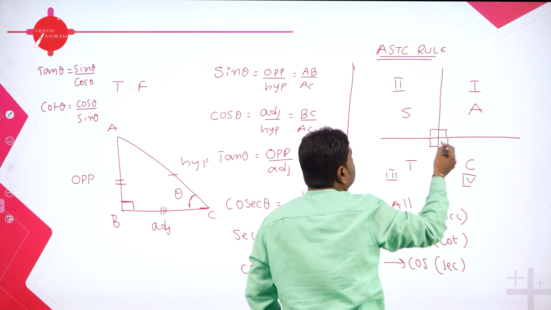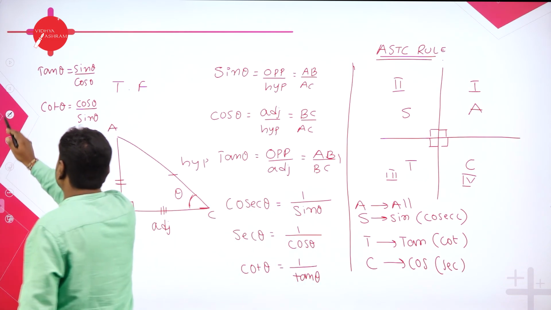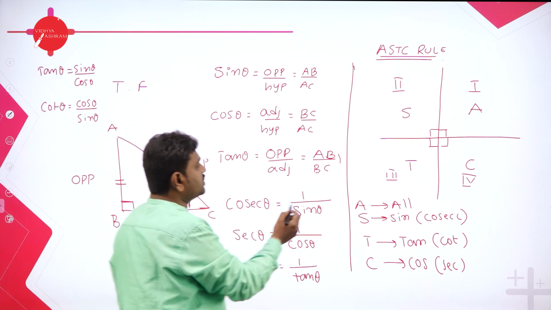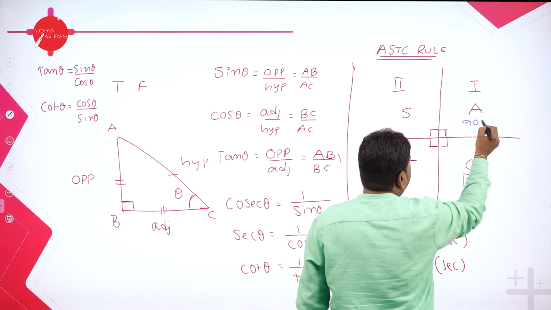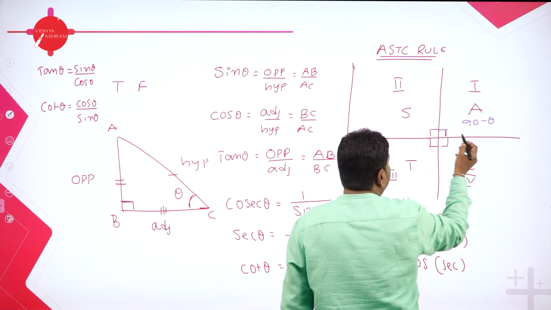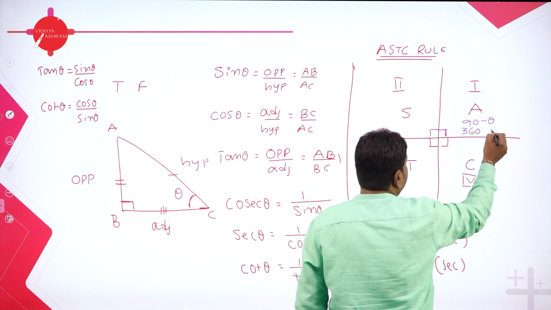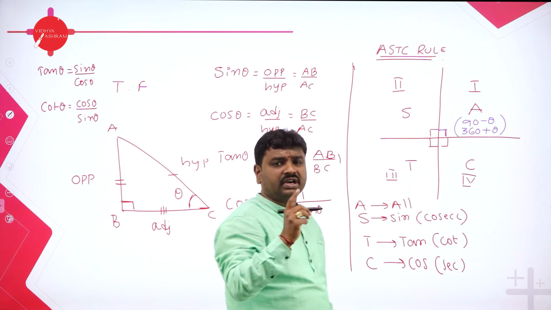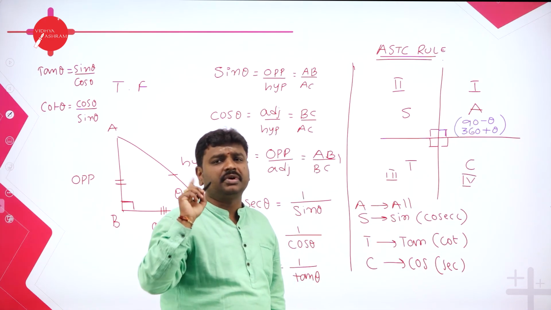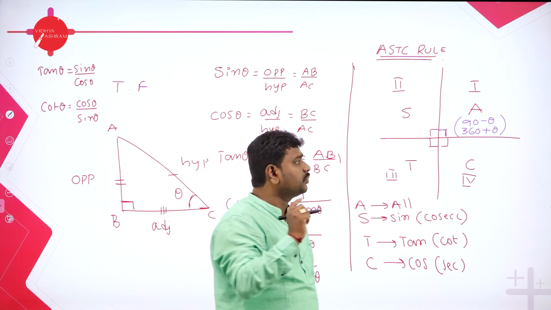ASTC rules. So, when can you say it belongs to first quadrant? Here the angle is what? 90 degrees. Before 90, we say 90 minus theta. And after one rotation, it is 360, so 360 plus theta. If the angle is 360 plus theta or 90 minus theta, it belongs to first quadrant. In first quadrant, all the trigonometric functions are positive. Sine, cos, tan, secant, cosecant, cot, all are positive.